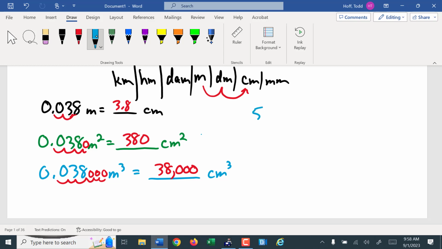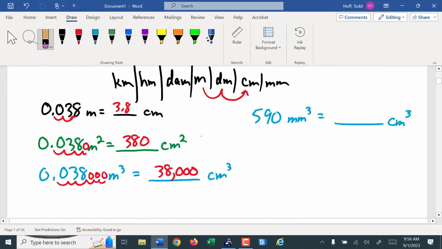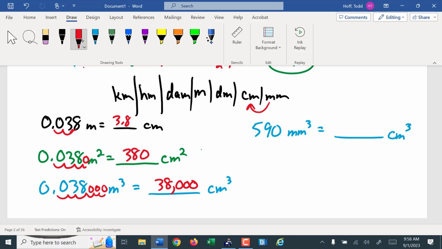If I have 590 cubic millimeters going into cubic centimeters, from millimeters to centimeters is one spot to the left. But since it's cubic millimeters and cubic centimeters, the decimal has to go 3. Right? So the decimal point's right there. It has to go 1, 2, 3. That is 0.59 cubic centimeters.